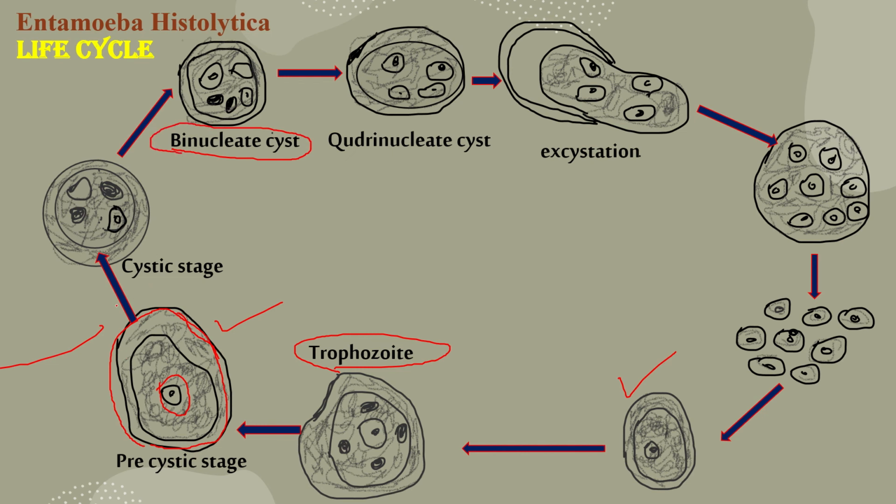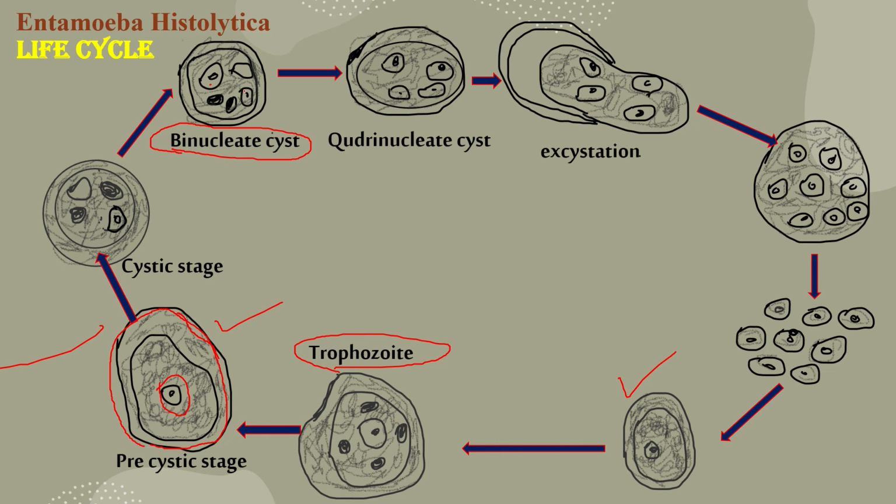In the pre-cystic stage, there is one nucleus. Then this single nucleus is divided into two nuclei, forming the binucleate cyst. So in this diagram, we can find there are two nuclei. That is the uninuclear stage, followed by the binuclear stage, in which there are two nuclei.